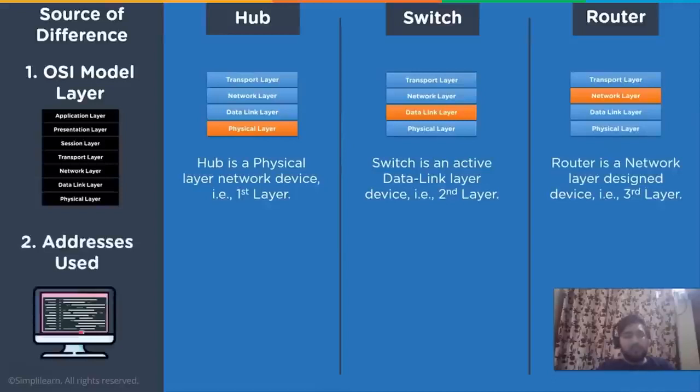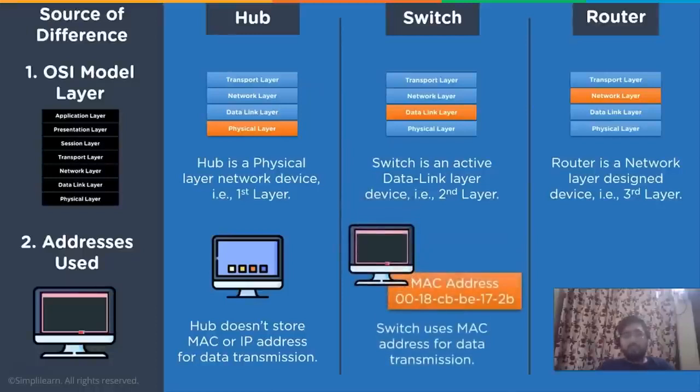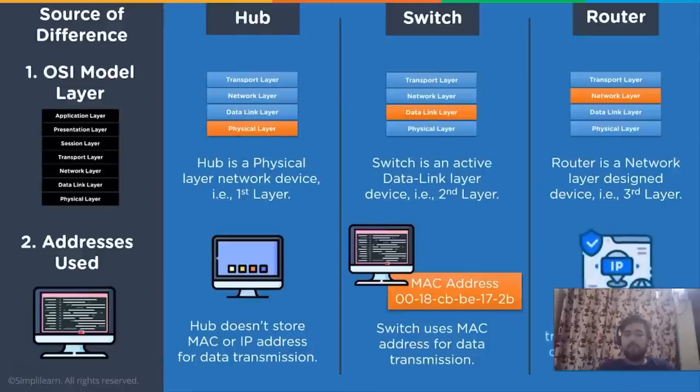Now let's move on to the next difference, that is based on addresses used by each of them. A hub, as we already discussed, doesn't use a MAC address or an IP address for the transmission of data in the network channel. A switch uses MAC addresses available in the network channel to provide a guidance system for the message to be transferred. Whereas a router uses IP addresses to transmit the data to the designated device.